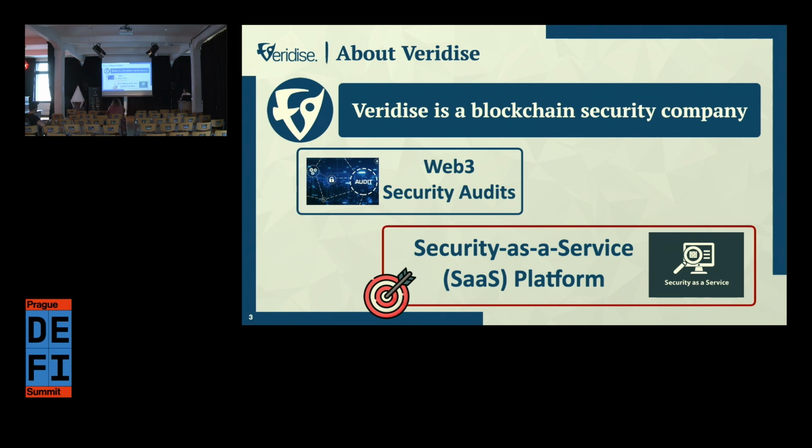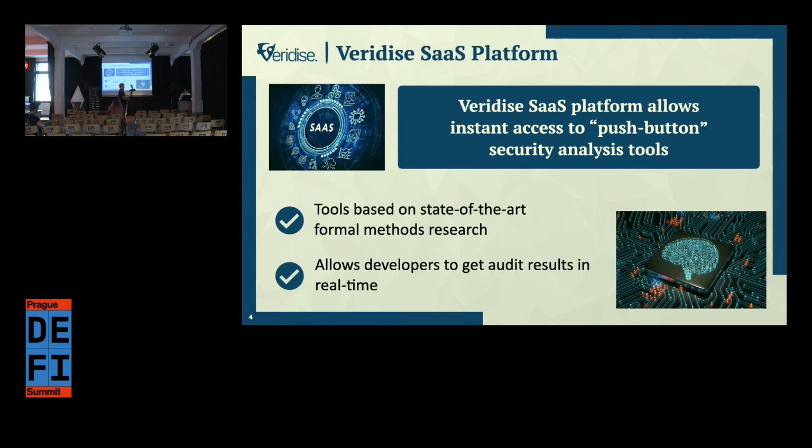What I'm going to focus on in this talk is the security as a service platform we've been building, and show how users can use it to secure their projects at each development stage. At a high level, the Veridise SaaS provides instant access to push-button security analysis tools that are based on state-of-the-art formal methods and that allow developers to get audit results in real time.